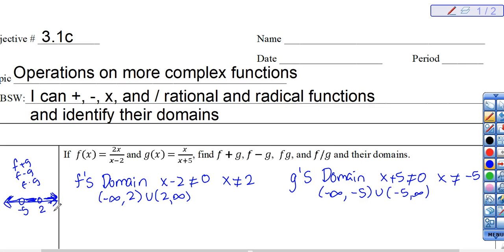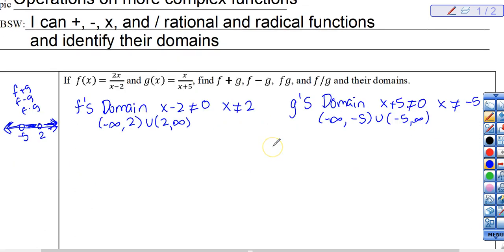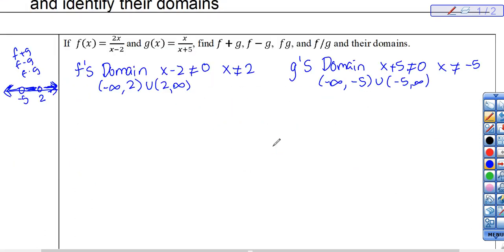Okay, got that? All right, so now that we've talked about that, let's go ahead, and I'm going to color code today. Any changes I make will be in red. Okay, so I'm going to follow these instructions. I'm going to add, subtract, multiply, and divide these functions, and I'm going to talk about their domains. So we're going to do f plus g of x.